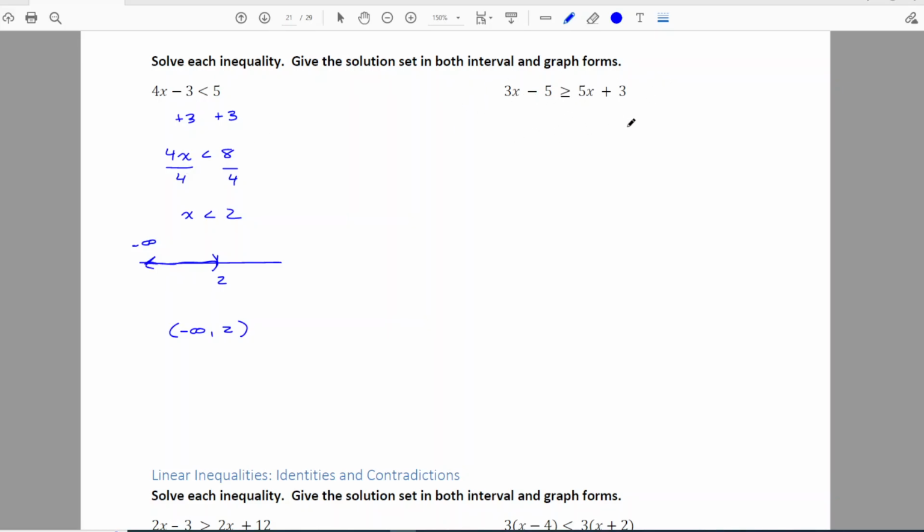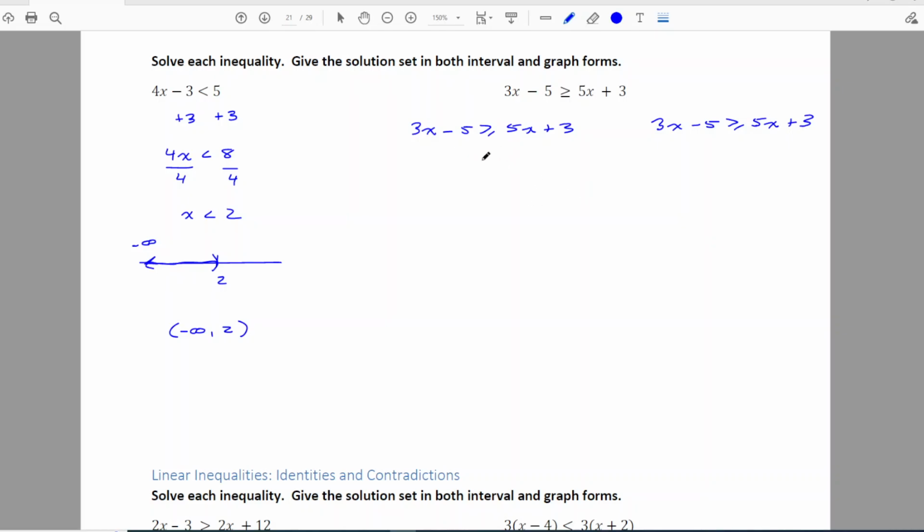This is the one where it's really a do I or don't I, and it's going to depend upon which side you put your x's on. So I'm going to say pause the video and give this one a go. So I'm going to solve this one twice. So I'm going to solve 3x minus 5 is greater than or equal to 5x plus 3.